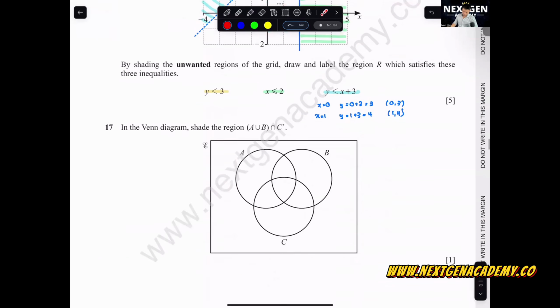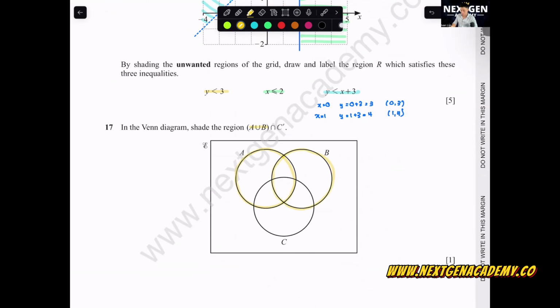Okay, next one. In the Venn diagram, shade the region A union B intersect C prime. Okay, what is A union B? A union B means all of A and all of B. Okay, this will be the first one. Everything in A, I'll just circle it for you all so you can see. Everything in A and everything in B, meaning you're going to shade this entire thing.